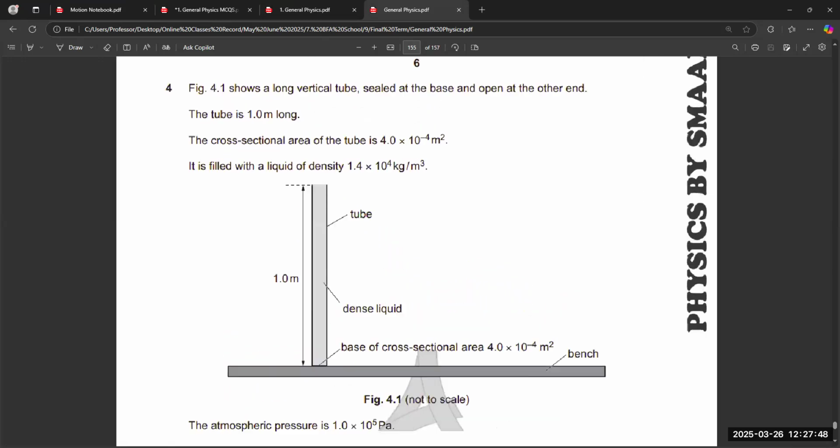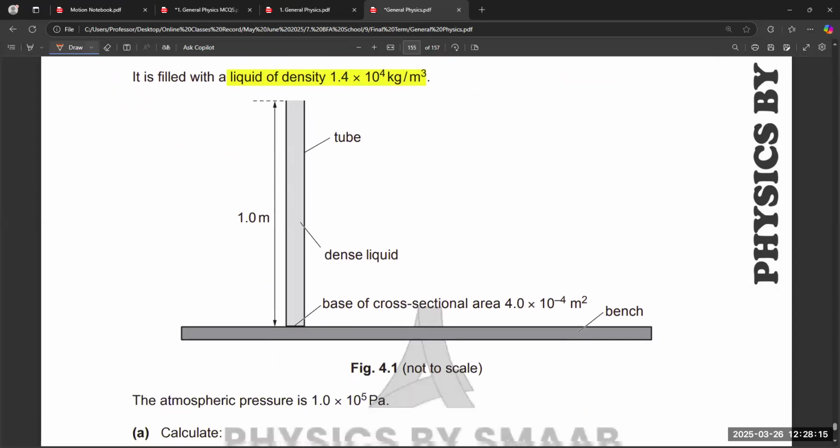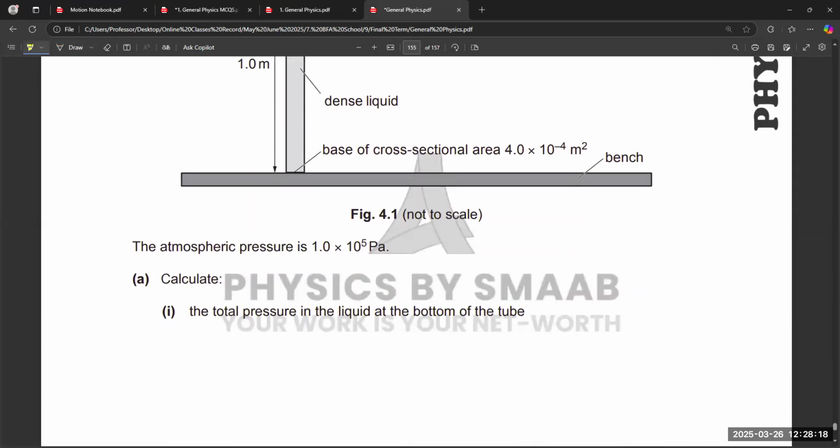Okay, this is the question. Figure 4.1 shows a long vertical tube sealed at the base and open at the other end. The tube is 1 meter long. The cross-sectional area of the tube is equal to this value. It is filled with liquid of density, so this is the density of the liquid given. Now the atmospheric pressure is also given. Calculate the total pressure in the liquid at the bottom of the tube.